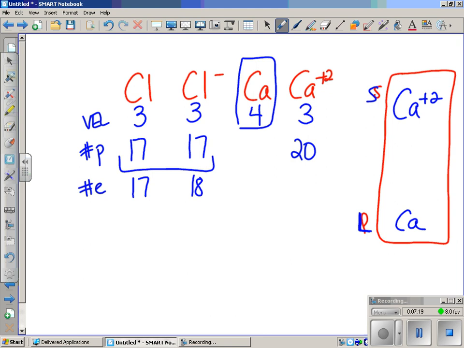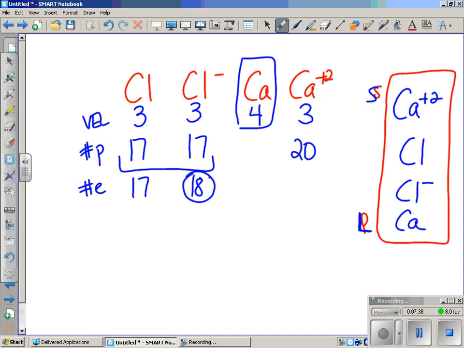So the last thing we look at is number of electrons. So regular chlorine has 17. Chlorine with a -1 has 18. The one with 18 has more electron-electron repulsion, therefore making it larger. So we're going to put chlorine with a -1 and then chlorine.